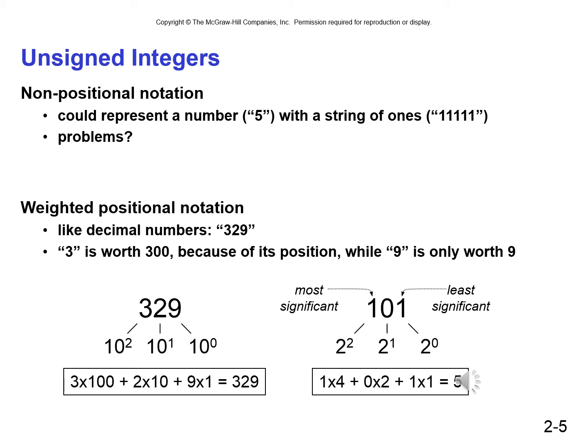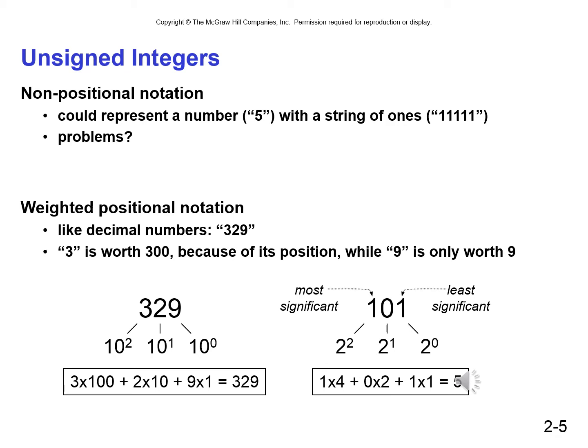329, which is represented as a base 10 number, is actually, let's dissect it. It's 9 times 10 to the 0 plus 2 times 10 to the first power, which is 20. 9 times 10 to the 0, anything to the 0 is 1, so it's 9 plus 20 plus 3 times 10 to the second power, which is 100. And you add those 3 up and you get 329.